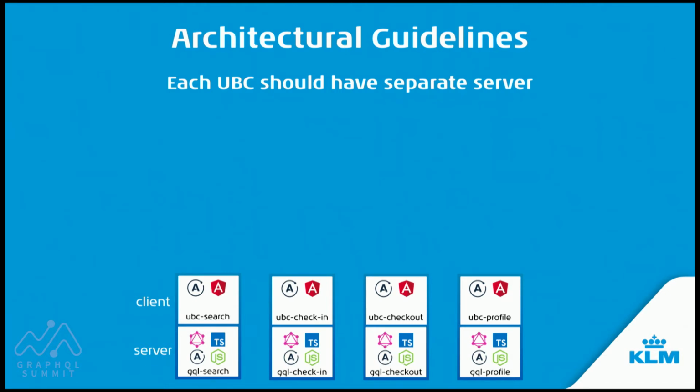However, we have a different setup than what GraphQL actually recommends. We don't have a single big schema. We have a schema for each of our UBCs. Because this is coming from our architecture, it's a requirement, and they want us to deploy our GraphQL servers on separate Docker containers.